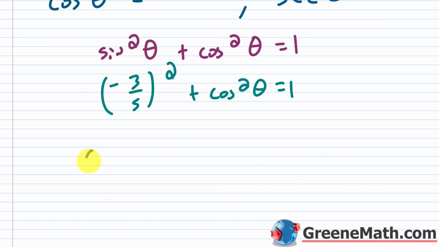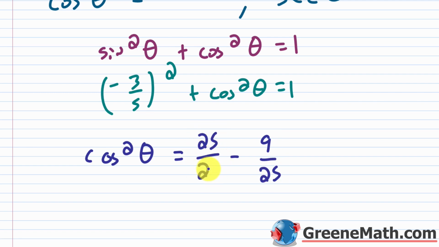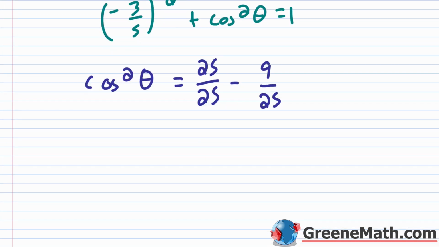Okay, so I'm just going to write this as cosine squared theta is equal to 1 minus, go ahead and square this guy, negative 3 squared is positive 9. And then 5 squared is going to be 25. Let's just get a common denominator now. So I could write 1 as 25 over 25. So I have my cosine squared theta is equal to 25 minus 9 is 16. So this would be 16 over the common denominator of 25. Now again, we are in quadrant 4.